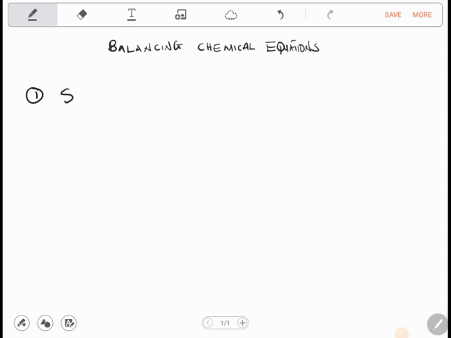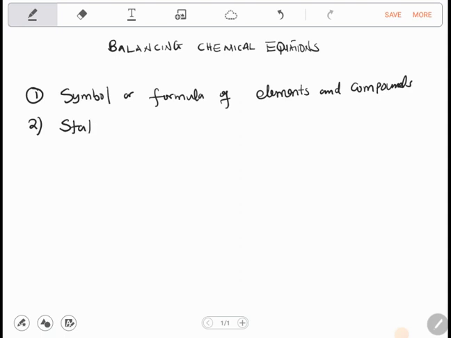So you need to know the symbol or formula of elements and compounds in that equation. Then the other one is, you need to know the state symbols. State what? Symbols.